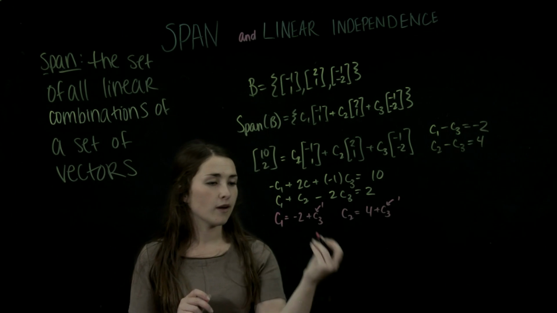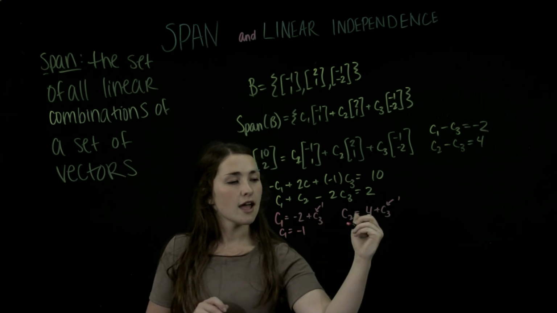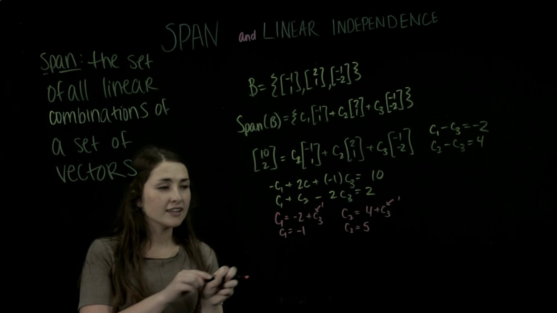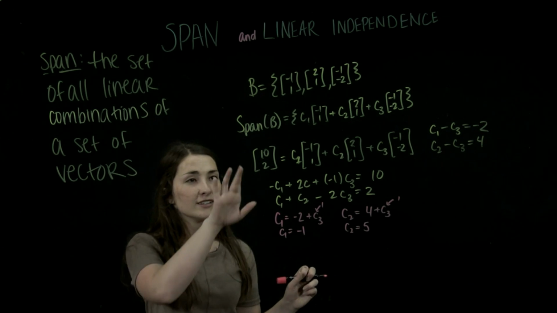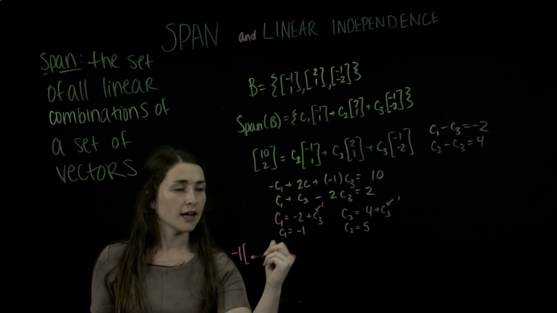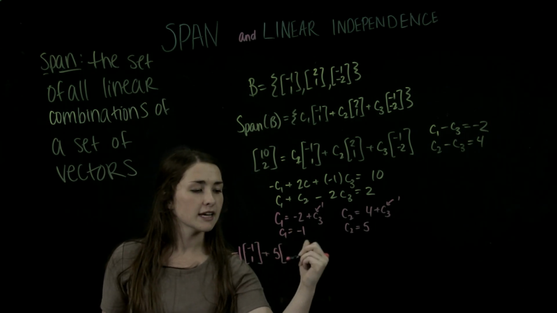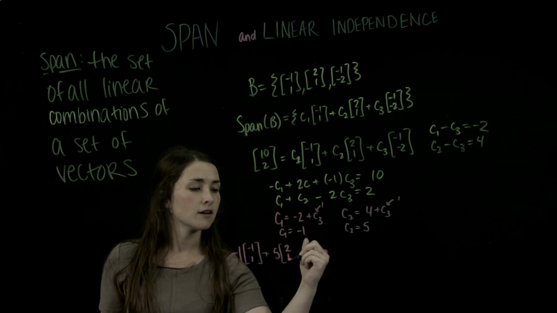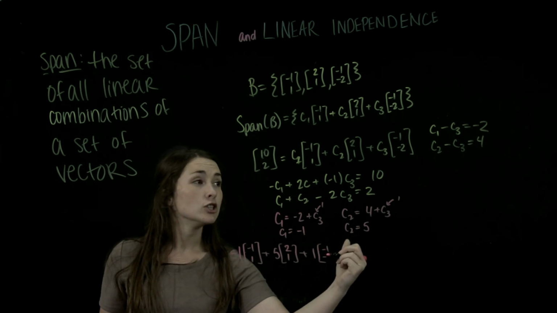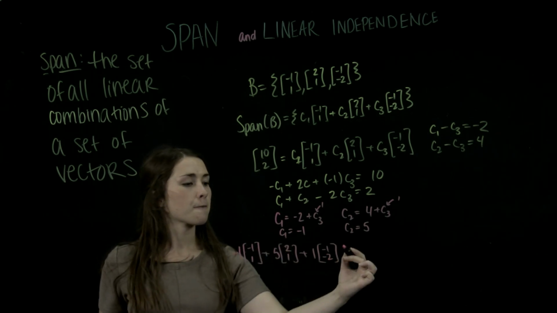Let's just let it be equal to 1, which means that C1 is going to be equal to -1, and C2 is equal to 5. So now let's see if we can use this information to find our (1, 0, -2). So we know that -1 times our first vector plus 5 times our second vector plus 1 times our third vector should give us our (1, 0, -2). So what does it give us?